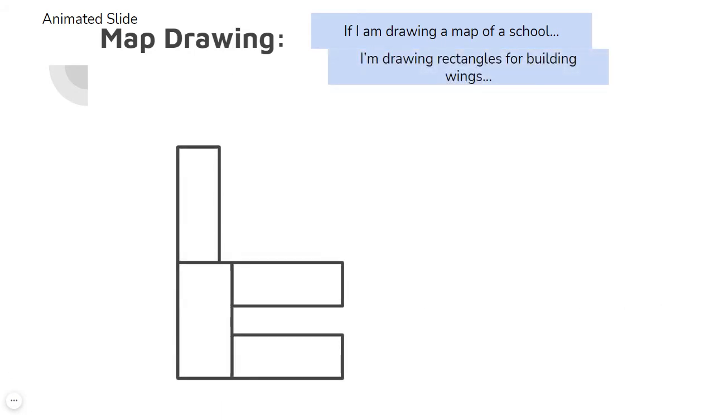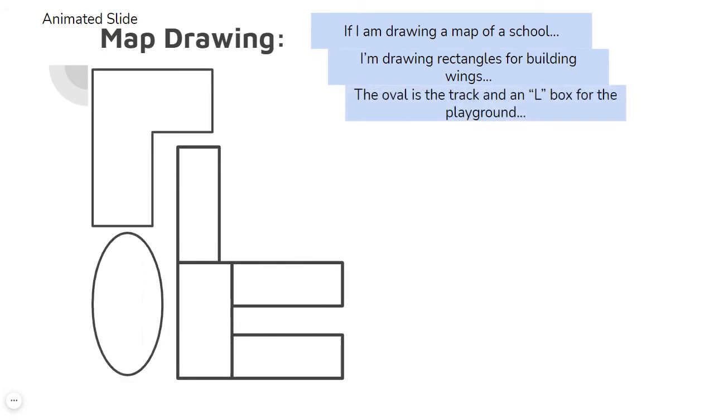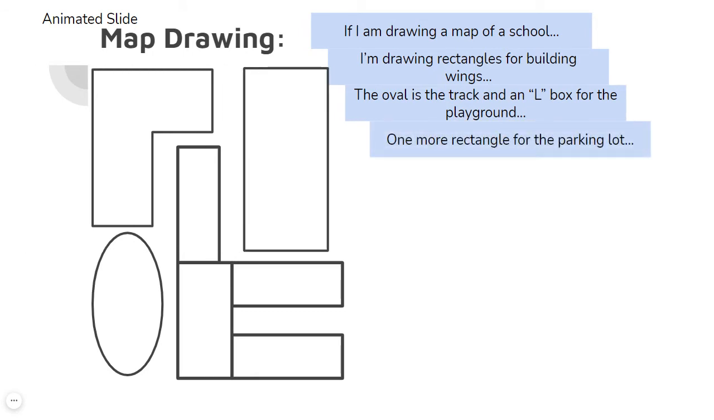So I notice that our school is kind of this shape, almost like an upside down F. Now, if I'm drawing that, I'm going to draw the rectangles for the buildings, and I'm going to draw them kind of the way that they normally are, their size in reference to each other. All right, then I'm going to draw the area for the playground and the track. After that, I'm going to draw a rectangle for our parking lot in front of the building.